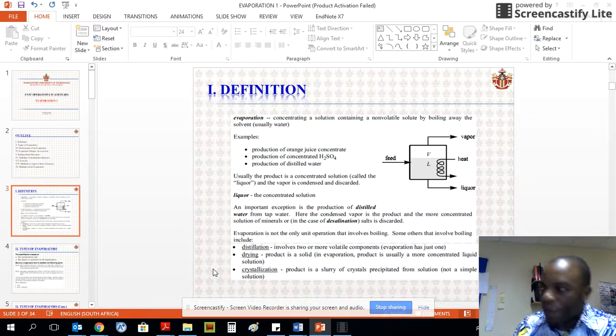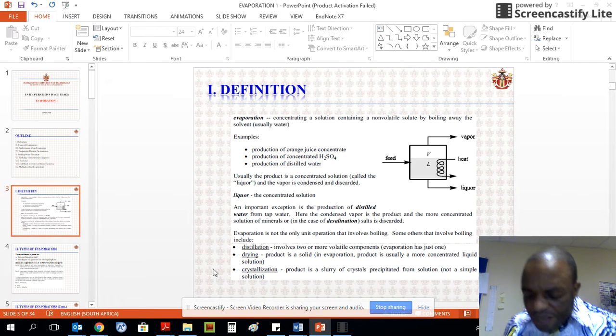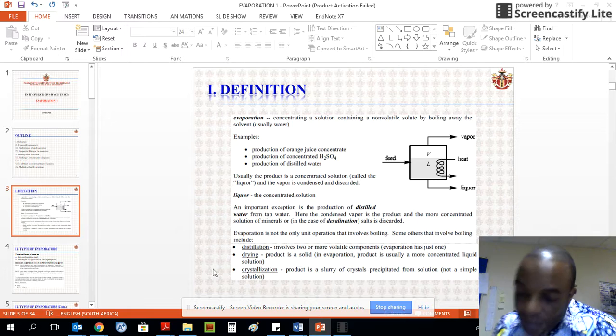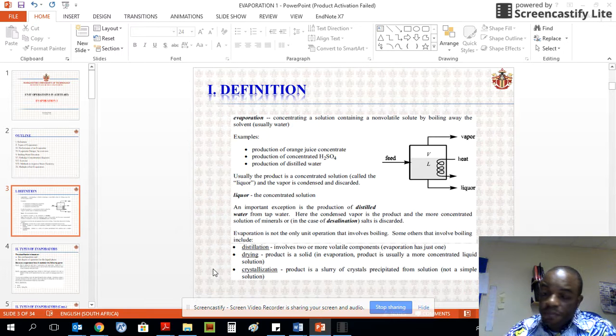But during evaporation, there is a very large difference in volatility. In evaporation, we have only one volatile component that we are evaporating. Whereas in distillation, you can have two or more. You evaporate both, but you hope that one will be more volatile and hence will be found in larger amount in the overhead stream.